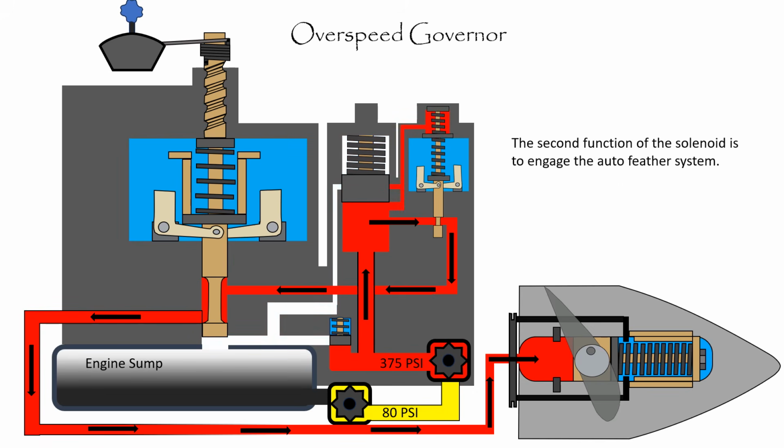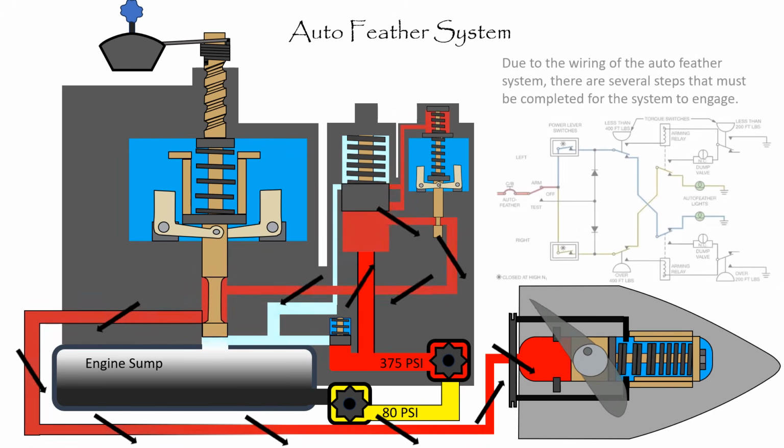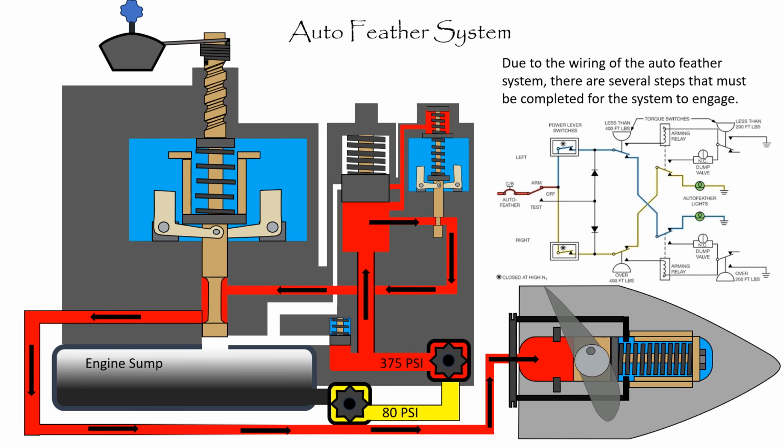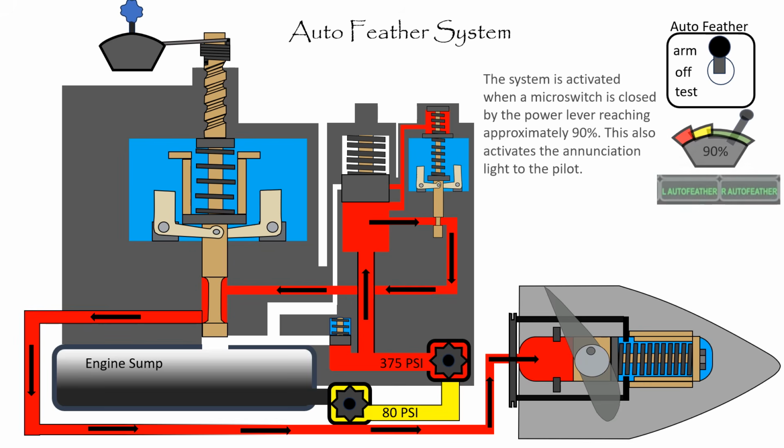The second function of the solenoid is to engage the auto feather system. When the auto feather system is engaged, the solenoid vents all the pressure out of the prop hub, and the prop spring moves the propeller to the feathered position, regardless of the primary governor position. Due to the wiring of the auto feather system, there are several steps that must be completed for the system to engage. First, the system must be armed by the pilot using a switch in the cockpit. The system is activated when a microswitch is closed by the power lever reaching approximately 90%. This also activates the annunciation light to the pilot.